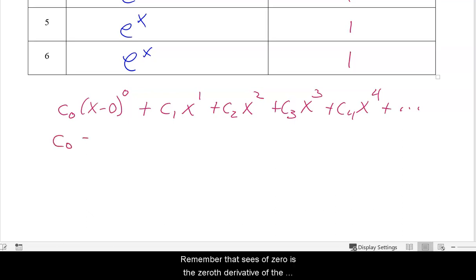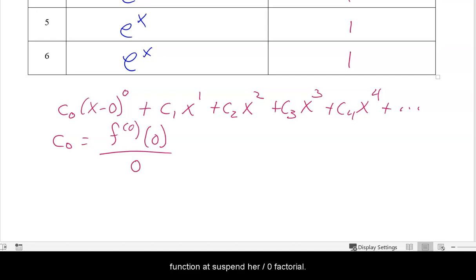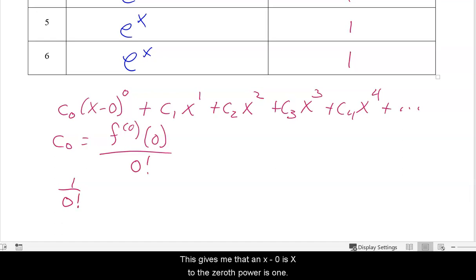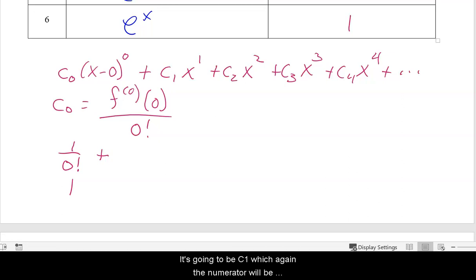Remember that c sub 0 is the 0th derivative of the function at the center divided by 0 factorial. In this case, all of our derivatives at the center are 1. So 1 divided by 0 factorial, by definition, is 1. This gives me that, and x minus 0 to the 0th power is 1. So that gives me 1 for my first term. My second term is going to be c1, which again the numerator will be 1, but it will be divided by 1 factorial, which is still 1, but multiplied by x, so I get x.